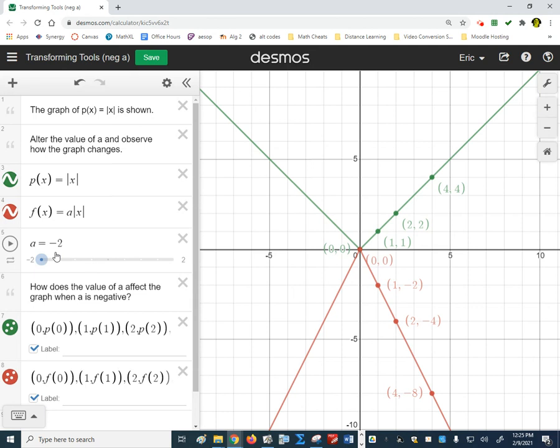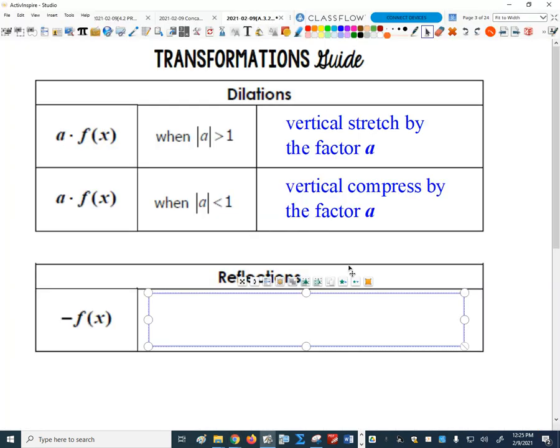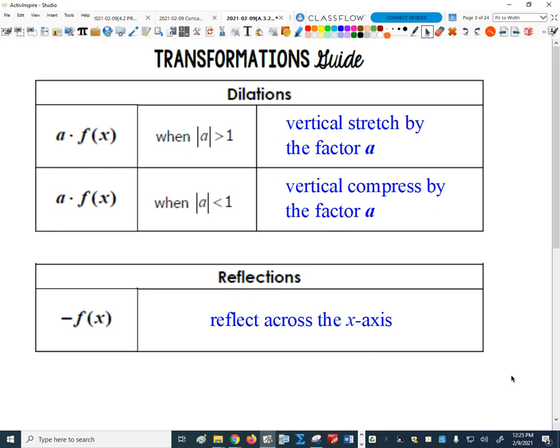What if I make a negative 1? Well, then it didn't get stretched at all. It just got reflected in that case, didn't it? If I multiply all these y coordinates by negative 1, they just become negative. So effectively, all I did there is reflect it over the x-axis. Okay? All right. I think we're good there. So if I put a negative sign out front in addition to stretching or compressing, that's going to reflect it also.